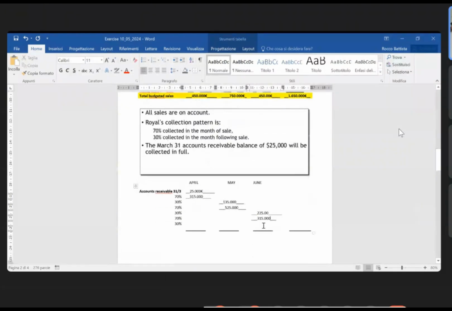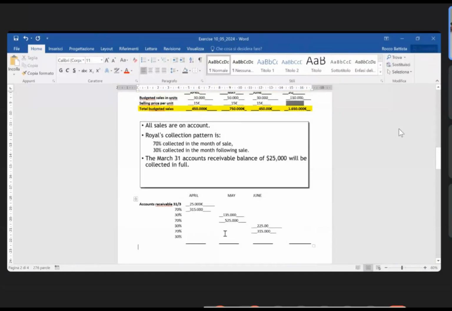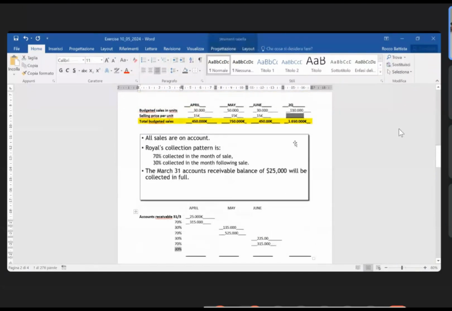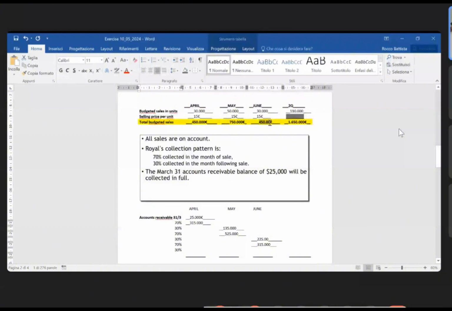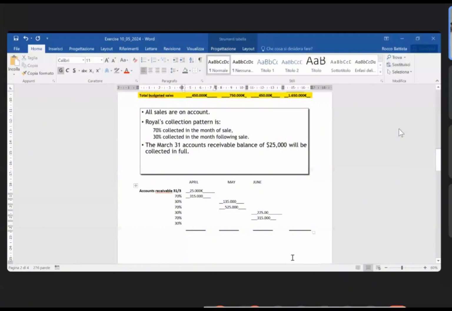So I put here 30%, but what I said is that we are just interested in this quarter. So the 30% of the total budget sales of June will be collected in the next quarter. So we stop the exercise here and we put all the sums.